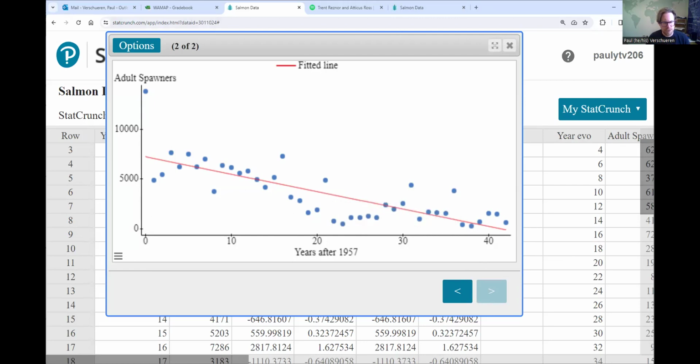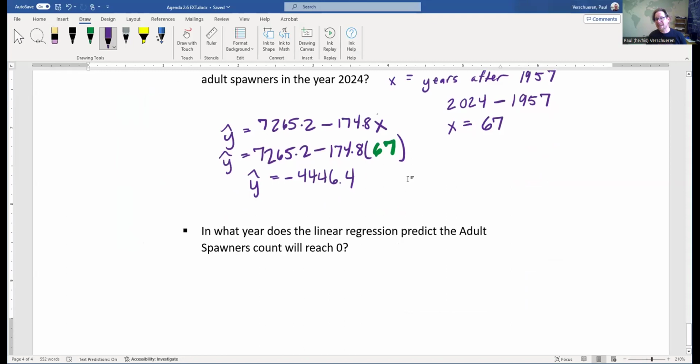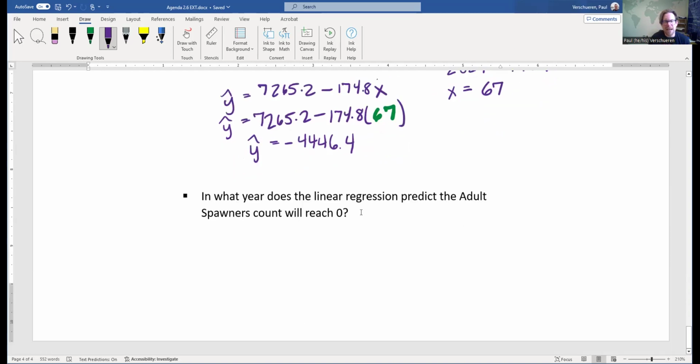So switch back to the Word document. So even though that's a kind of nonsensical answer, it makes sense because basically it was saying that the salmon count was getting to 0 way back in 1999. So if it keeps dropping by 175 each year, it just starts to dip into the negative. The second question I asked people to calculate was, when does the linear regression predict the adult spawners count will reach 0? Well, that 0 is an adult salmon count. So that's really a Y variable. In fact, it's a predicted, when do we predict that Y will be 0?